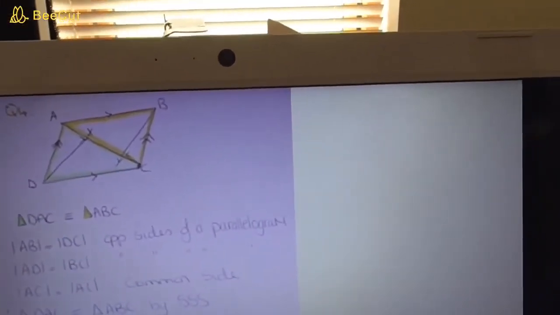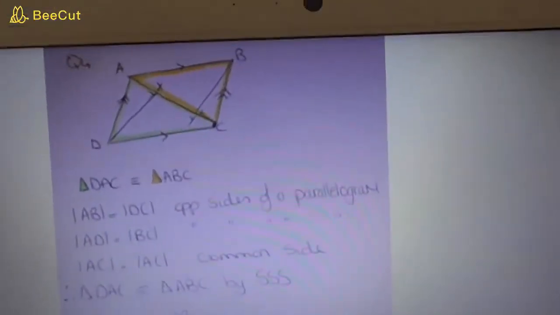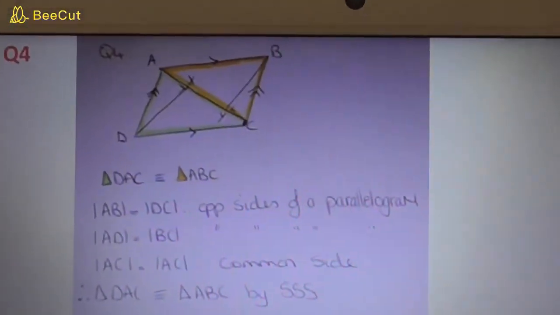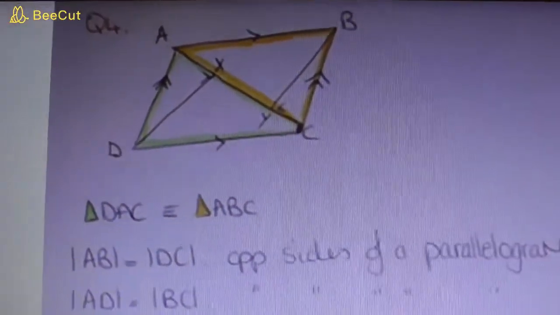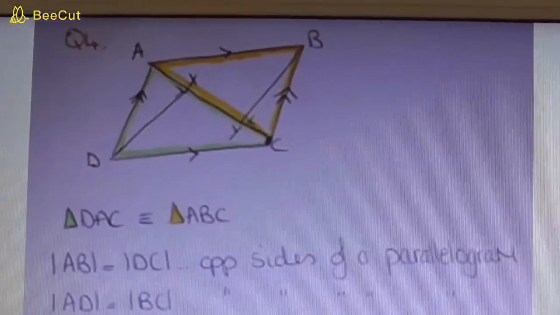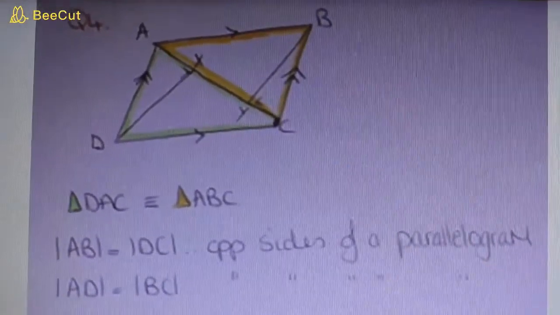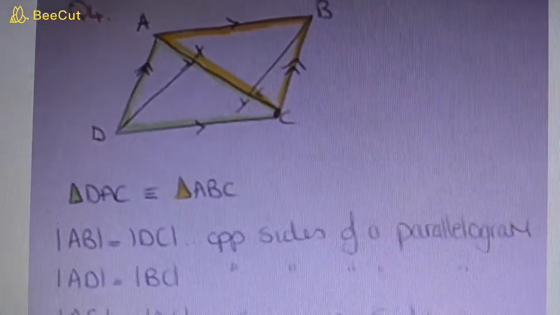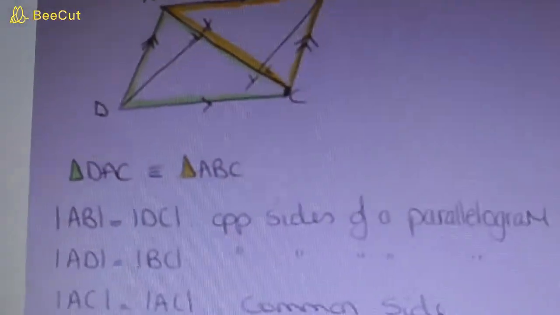Question 4. You were to prove that triangle DAC and triangle ABC are congruent. So it's proving one of the 4 axioms. Okay, so I've highlighted the triangle in green and the triangle in orange there. I'm trying to prove that they are congruent to each other. So what do I know? It's a parallelogram, first of all, so opposite sides are equal in length. Okay, and then you're trying to look for angles, okay, or sides, whichever you can get from it.